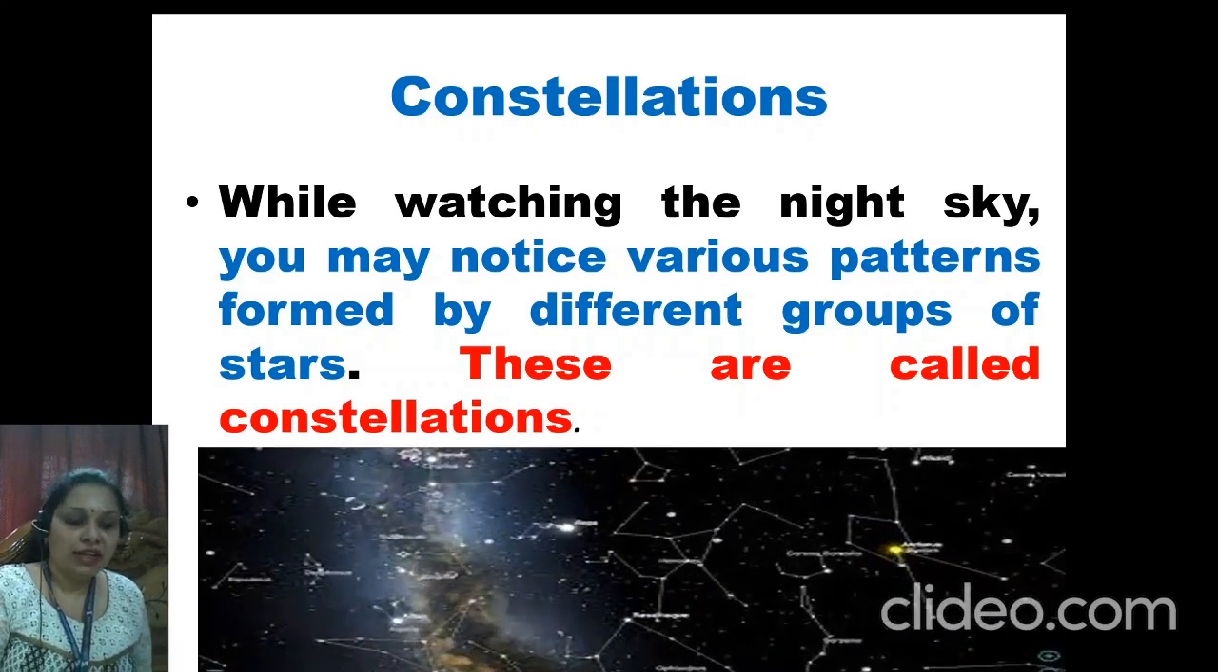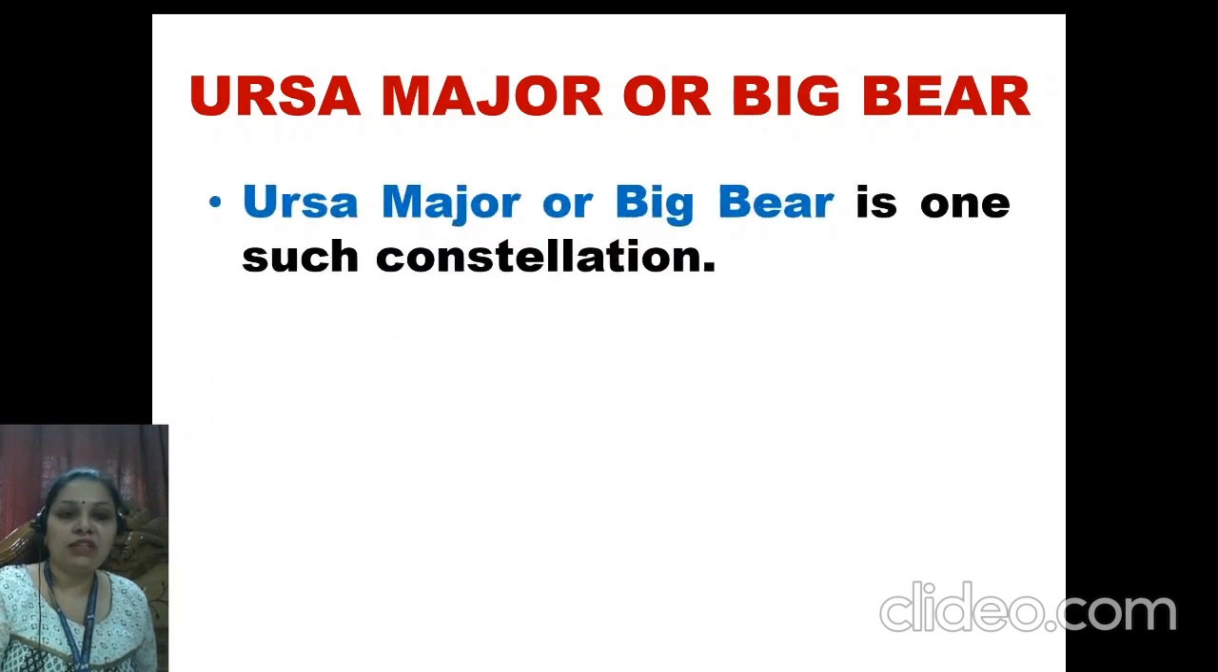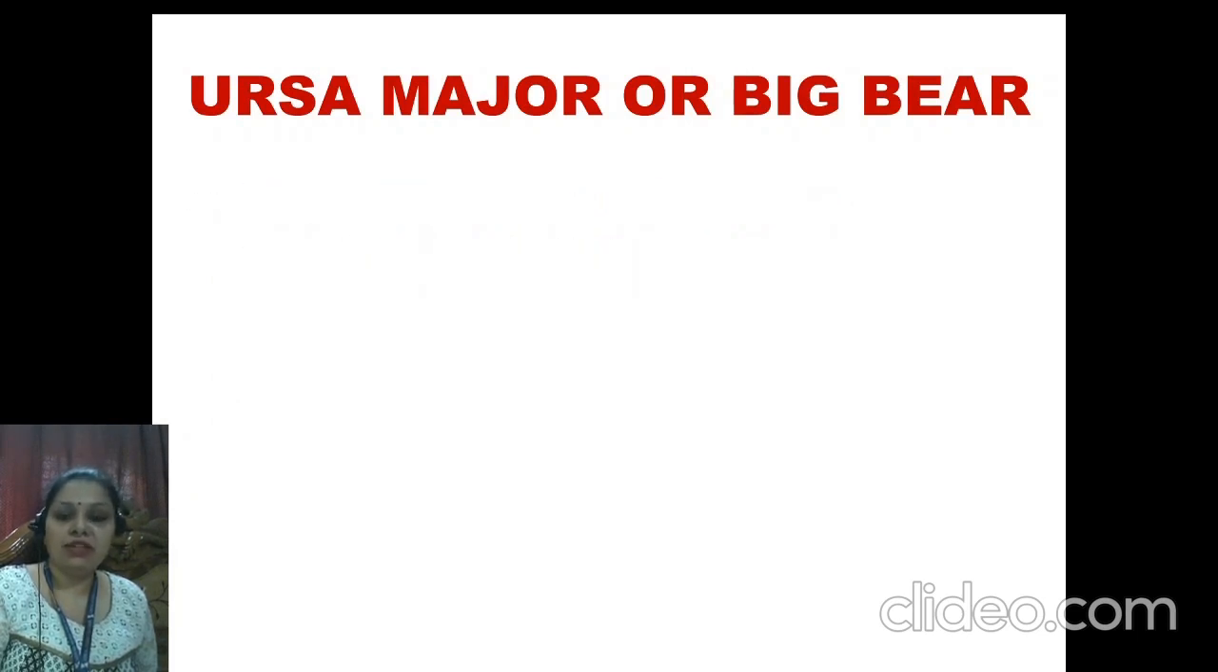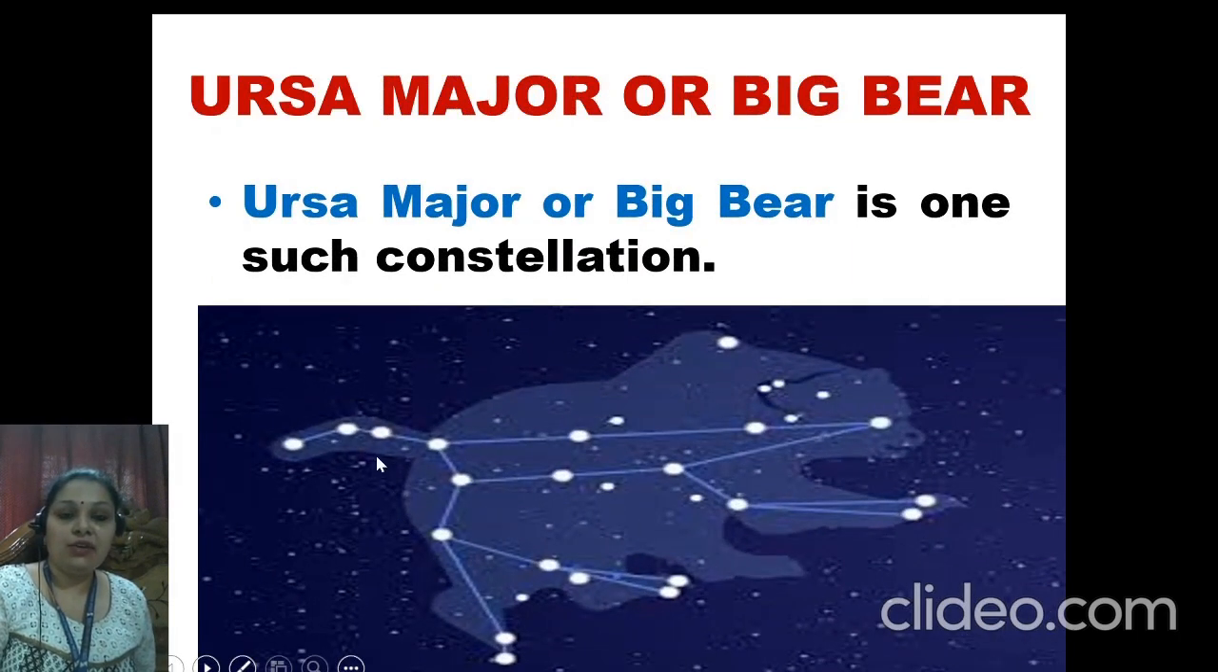You can see here, with the help of this picture I am showing you, these are stars. They are forming different types of patterns, and these are called constellations. Ursa Major, or the Big Bear, is a type of constellation. When you watch the sky, the stars form a bear-like pattern, which is known as Ursa Major, and this is a constellation of stars.